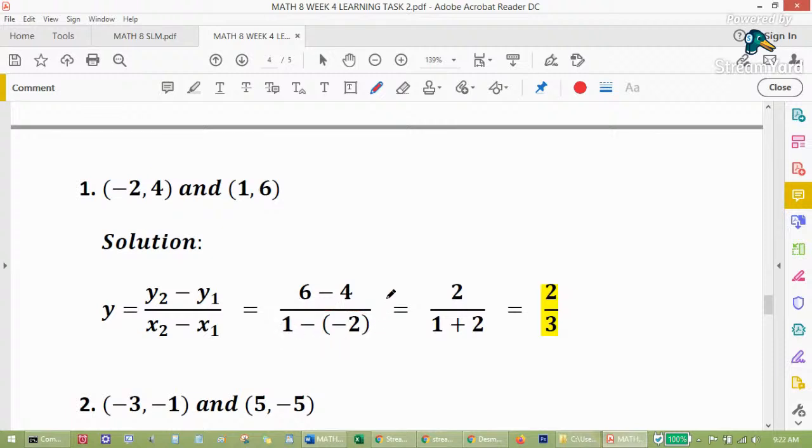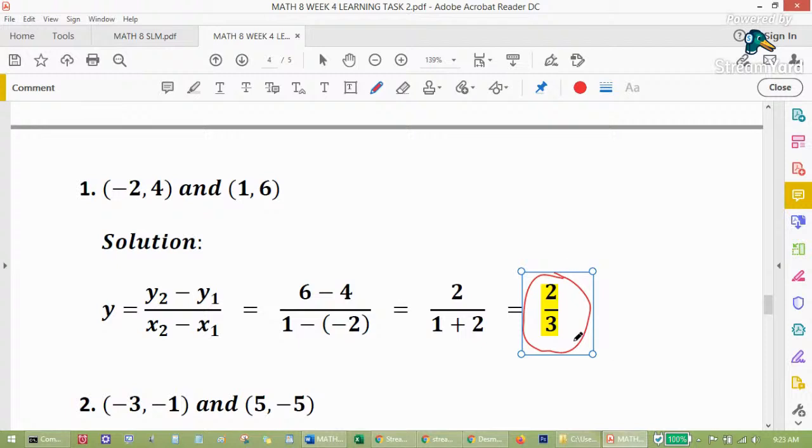No? So, 6 minus 4 is 2 and then negative times negative magiging positive 2 ito. And then 1 plus 2 magiging 3. So, ito magiging 3. And then 2 is 2 pa rin. So, final answer is 2 over 3. This is the slope.